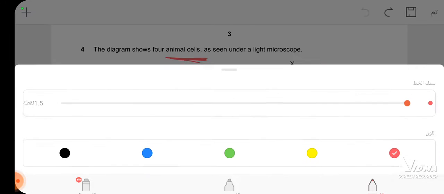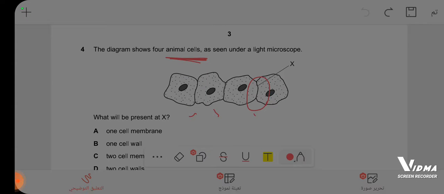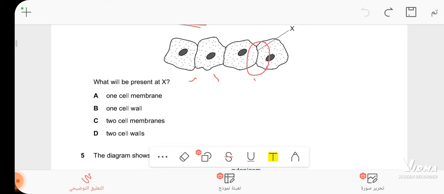So the answer here, one cell membrane, I think it is wrong. 1 cell wall is wrong, it is an animal cell. 2 cell membrane, yes, it is right, okay.